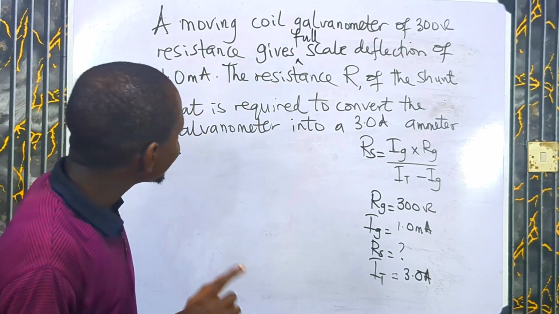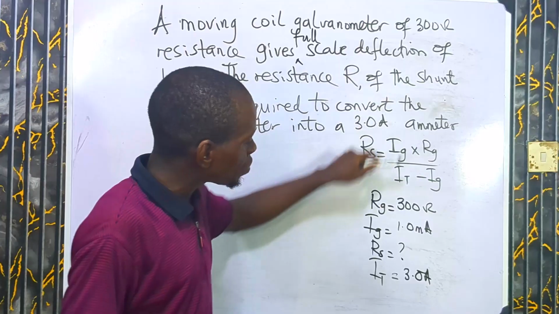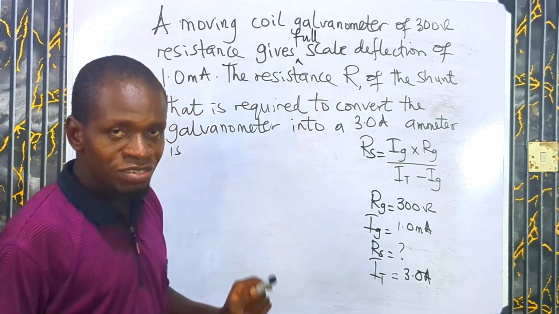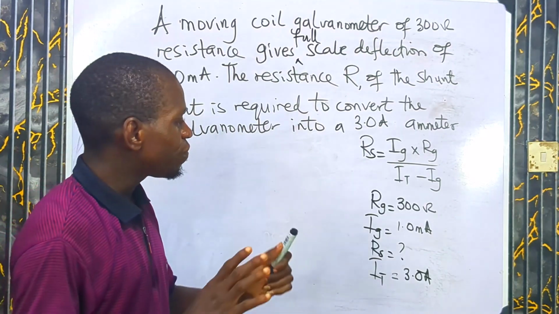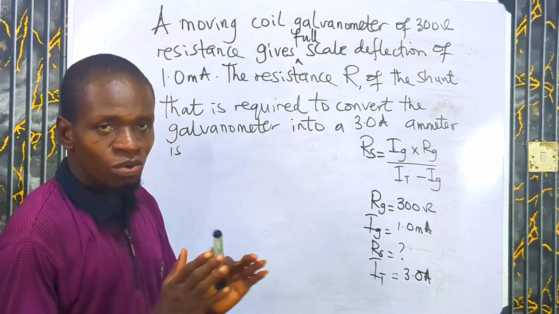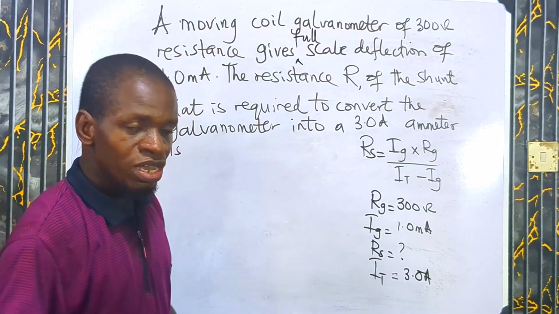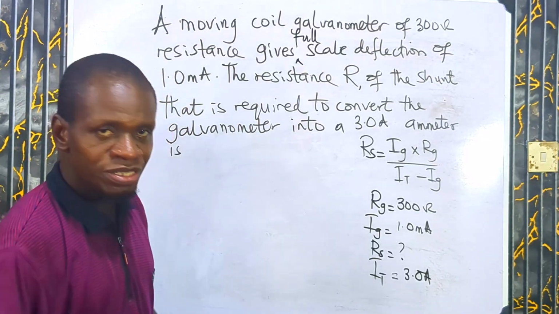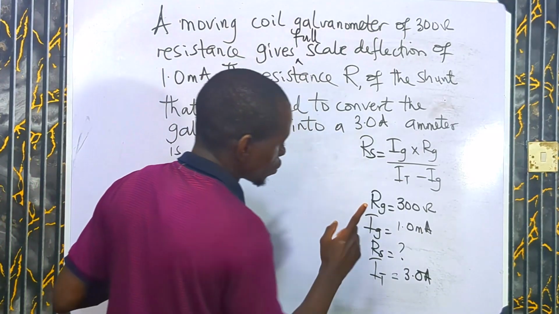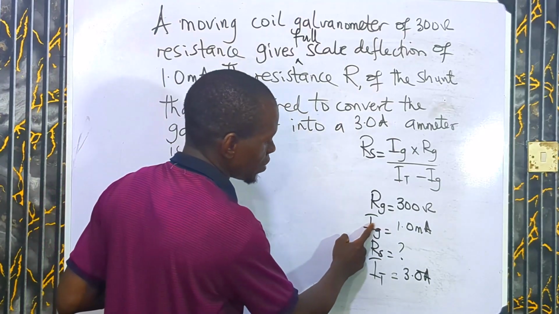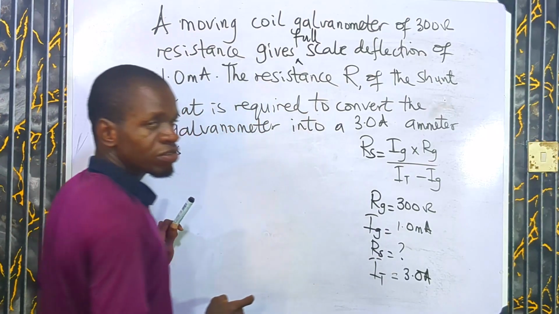Even if you cannot identify any of these parameters, take note of one thing. First, any resistance that you see around or after the galvanometer is always the resistance of the galvanometer. That's number one. It's possible for them to give the resistance of the shunt and ask you to get the resistance of the galvanometer. Now, I also told you that the current of the galvanometer is always less than the total current, and we are asked to get the resistance of the shunt.